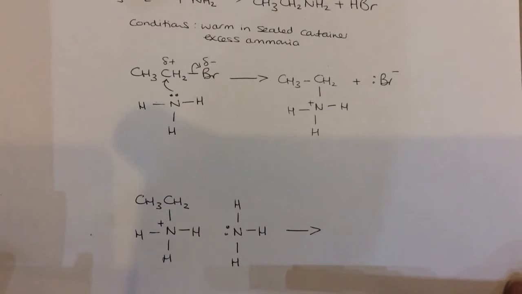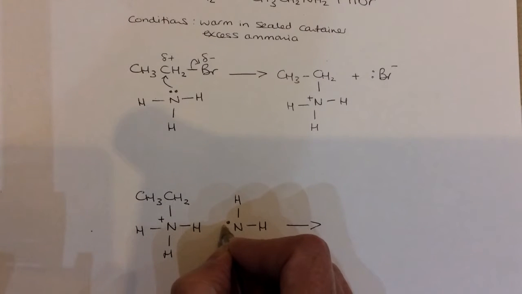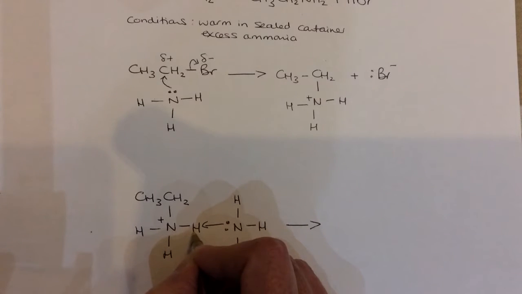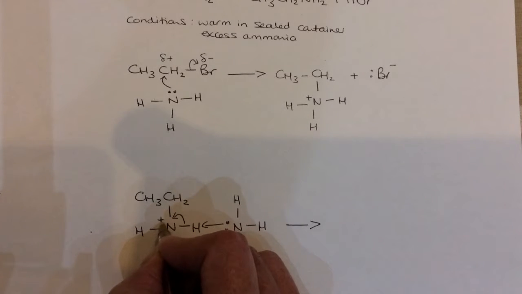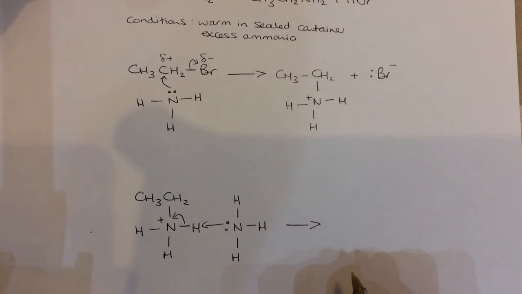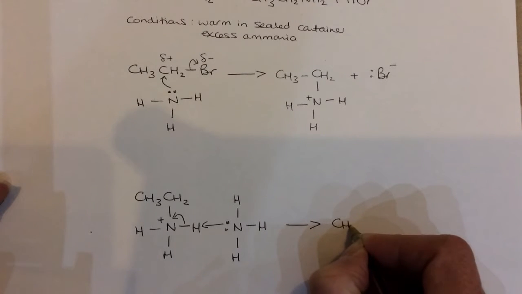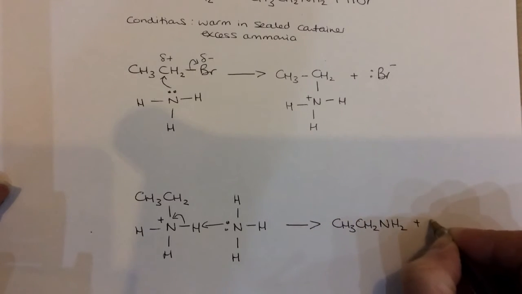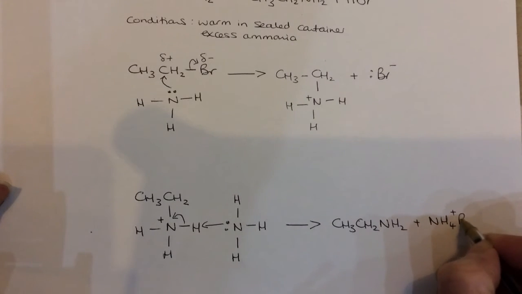The next stage of the mechanism is that another ammonia molecule with the lone pair will then form a bond, so we'll draw a curly arrow towards the hydrogen. These electrons will then be attracted to the positive charge, and you end up with your amine plus NH4+, and then overall we put our Br minus.